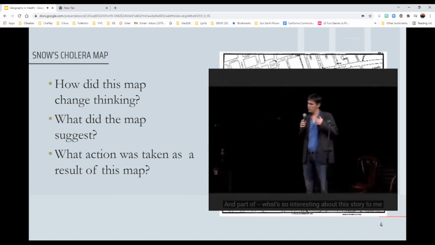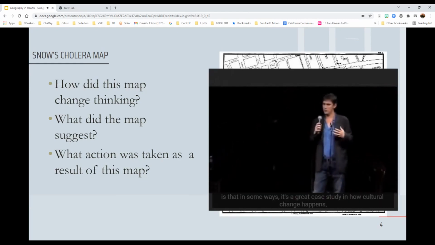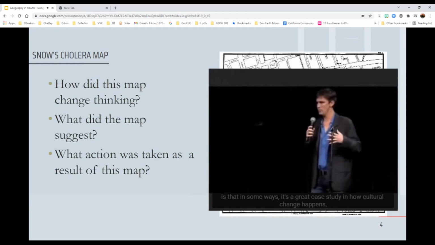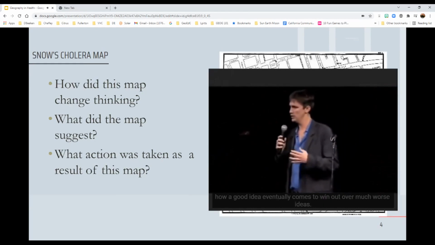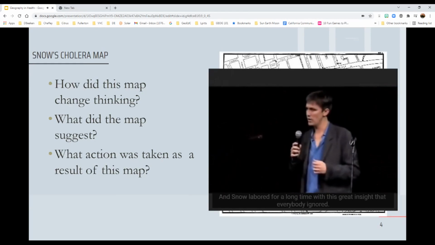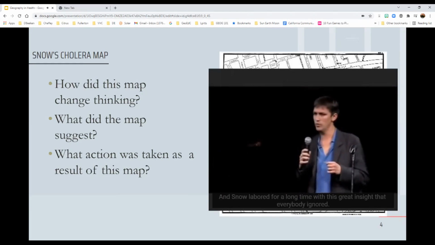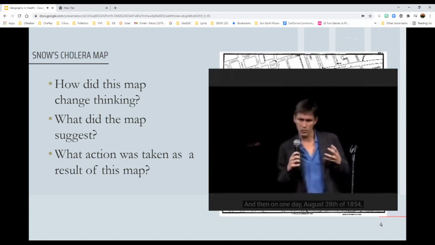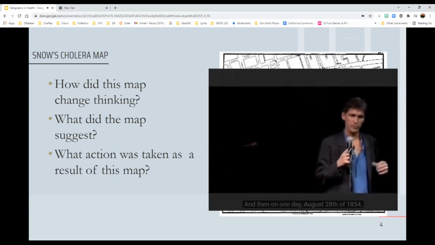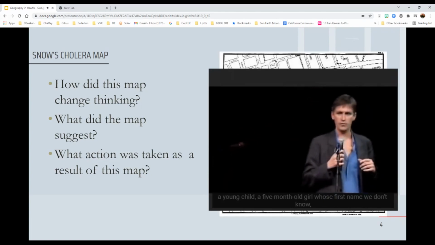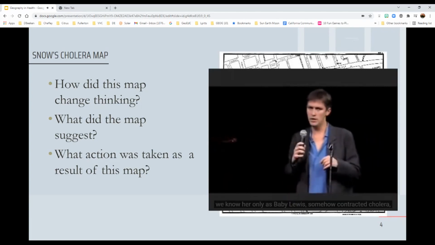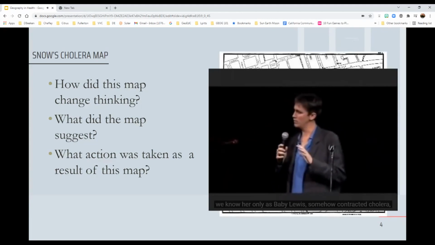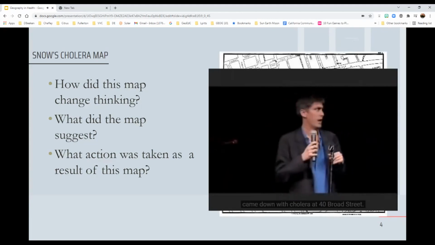stuck. And part of what's so interesting about this story to me is that in some ways it's a great case study in how cultural change happens, how a good idea eventually comes to win out over much worse ideas. And Snow labored for a long time with this great insight that everybody ignored. And then on one day, August 28th of 1854, a young child, a 5-month-old girl whose first name we don't know, we know her only as Baby Lewis, somehow contracted cholera, came down with cholera at 40 Broad Street.